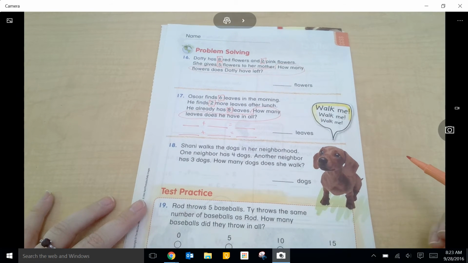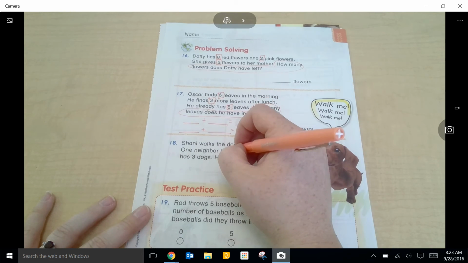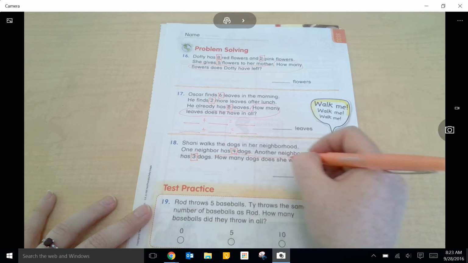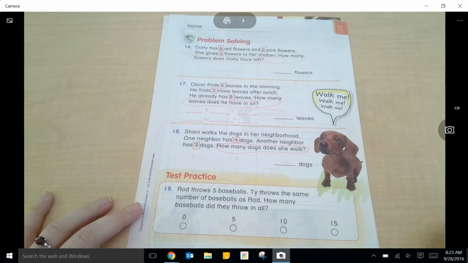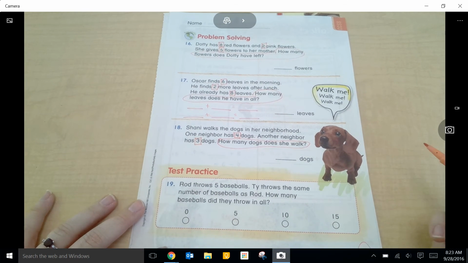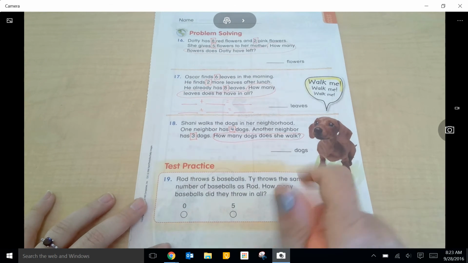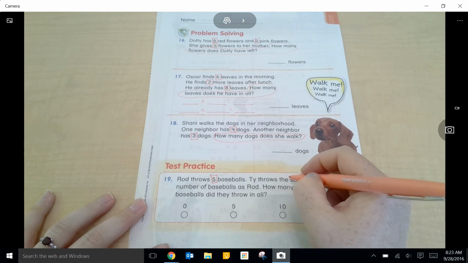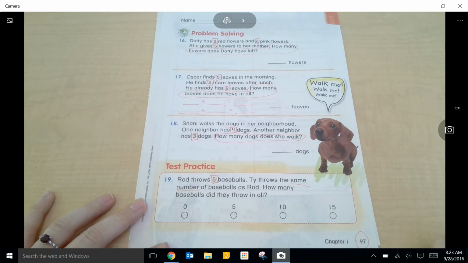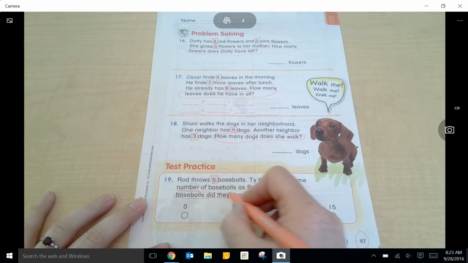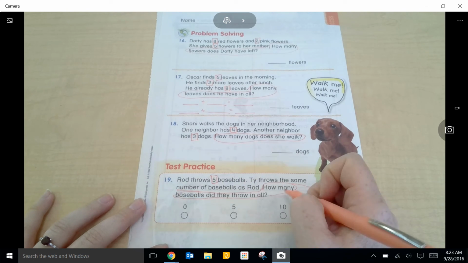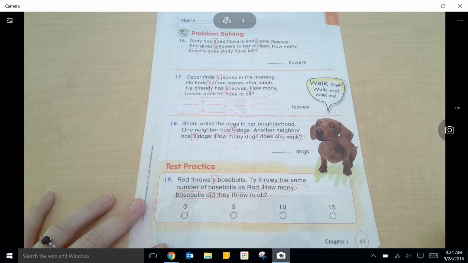Sammy walks the dogs in her neighborhood. One neighbor has 4 dogs. Another neighbor has 3 dogs. How many dogs does she walk? Last question. Rod throws 5 baseballs. Ty throws the same number of baseballs as Rod. How many baseballs did they throw in all? So I boxed the number, I circled the question, and I underlined important information. Same number. Color in the bubble under the answer you think is correct.